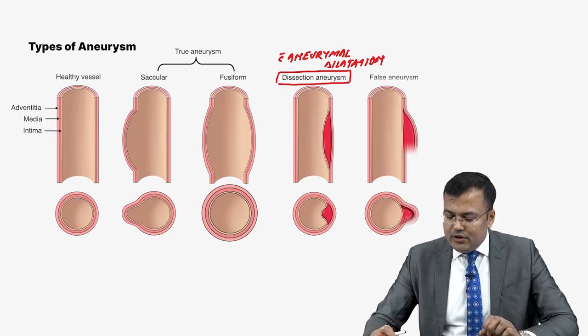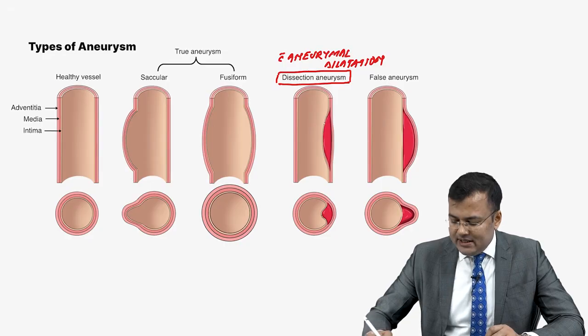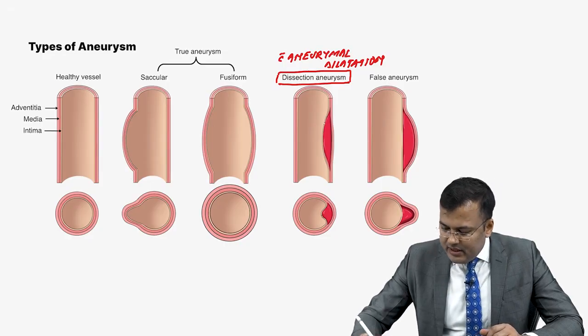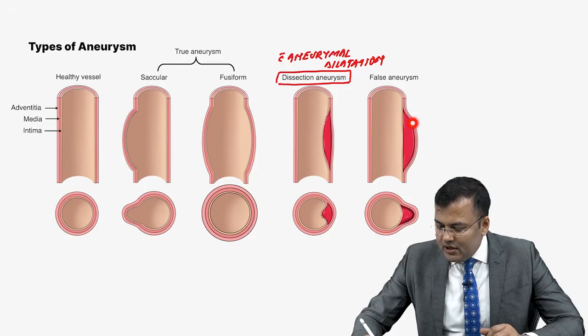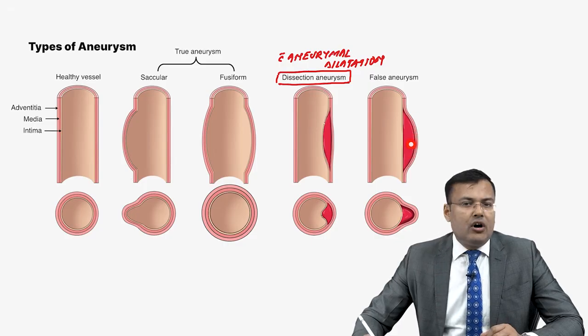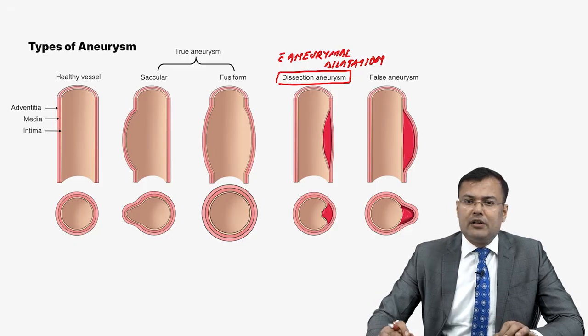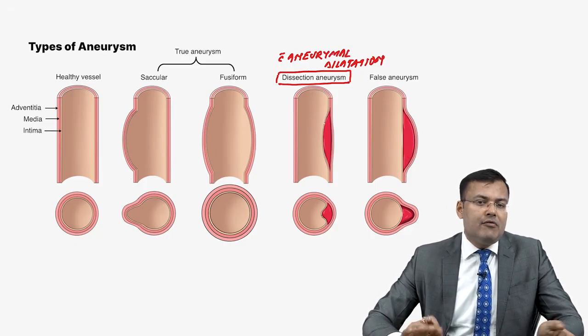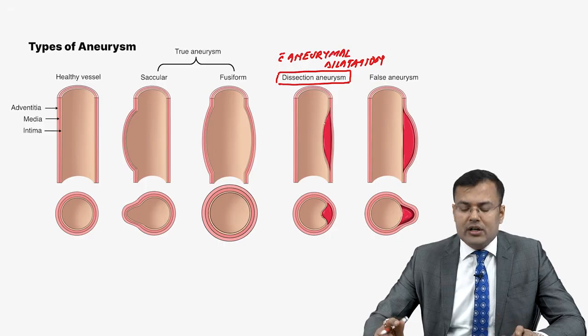Next, you can notice that false aneurysm, in this case, you can see that all three layers are not involved. Here you can notice that only two layers are involved. So since all three layers are not involved, that is false. So true, all three layers are involved. False, all three layers are not involved.